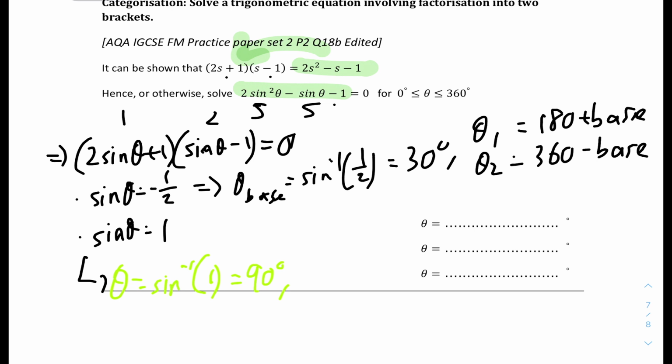So the answers: theta 1 will be 180 degrees plus 30 degrees, so it will be 210 degrees. And then theta 2 will be 360 degrees minus 30 degrees, which is 330 degrees. And the first solution will be 90 degrees from here. And those are the final answers.